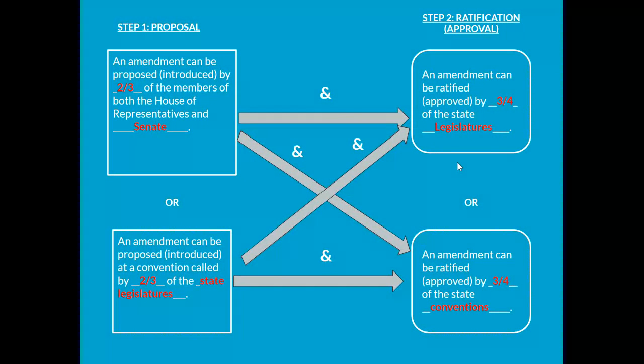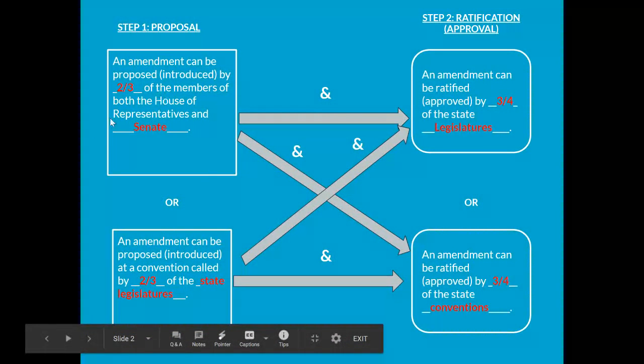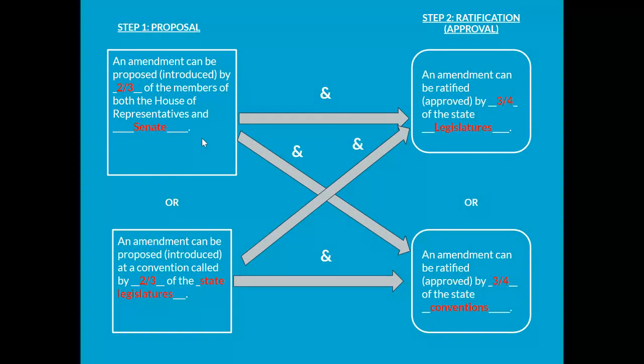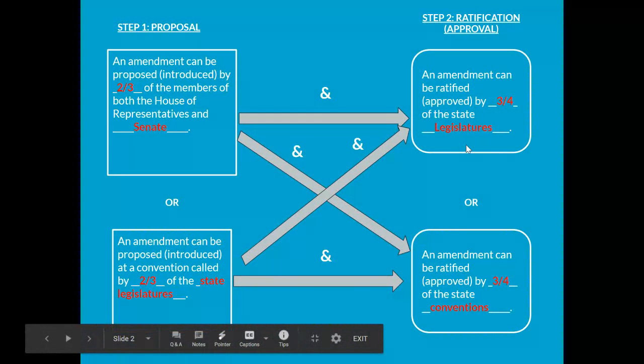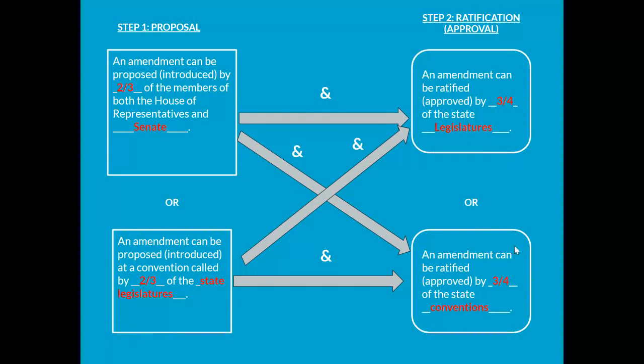So this chart is a little confusing, but again, it can either start this way or this way. So there's two different proposal options. And so this one could go to this second step or this second step, and same with this one. It can either go to be approved by 3/4 of the state legislatures, or it can be ratified by 3/4 of the state conventions. So I know that graph has a lot going on, but it can either start with one of these proposals and then end with one of these ratifications.